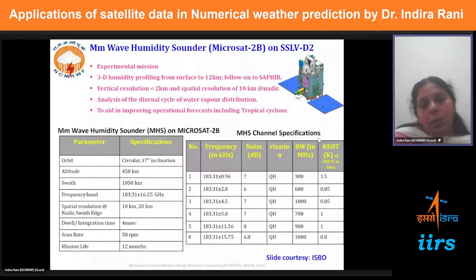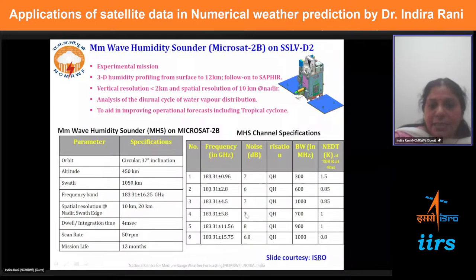So then, as a follow-on mission, ISRO has now launched EOS-7, that is the Microsat 2B. And if you see, the channel specifications are almost similar to those of Saphir, because this is also in the 183 gigahertz region of the spectrum. The only difference is that Saphir on Megha-Tropiques was in a 20 degree inclined orbit, but this experimental mission, Microsat 2B, has a 37 degree inclination, and there is also a difference in altitude. Saphir was at around 850 or 860 kilometers orbital altitude, but here it is in a very low Earth orbit, around 450 kilometers.